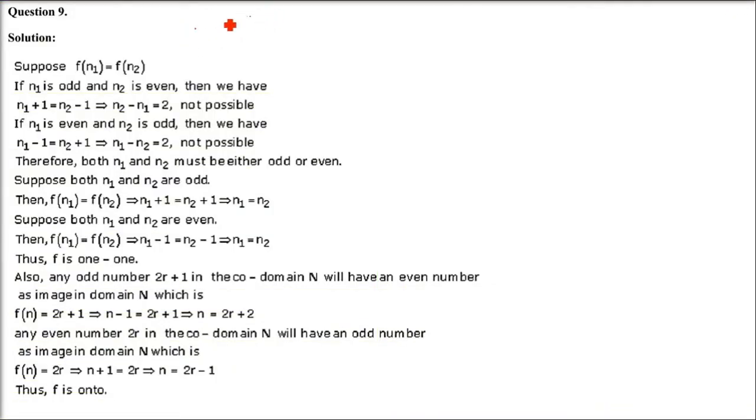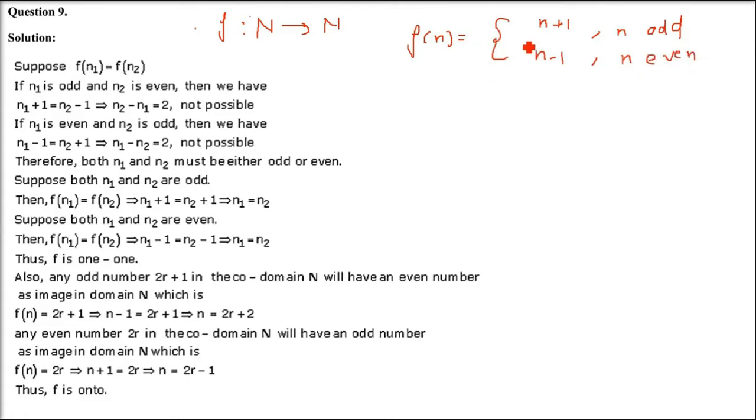Now question number 9. So we have a function. Let f from N to N be defined by the following. Please remember, domain and codomain are both natural numbers, so we cannot have a 0 here. We have to start with 1. The function is n plus 1 if n is odd, and n minus 1 if n is even. How do we do this?